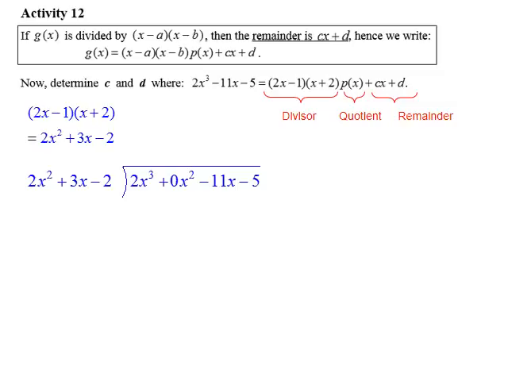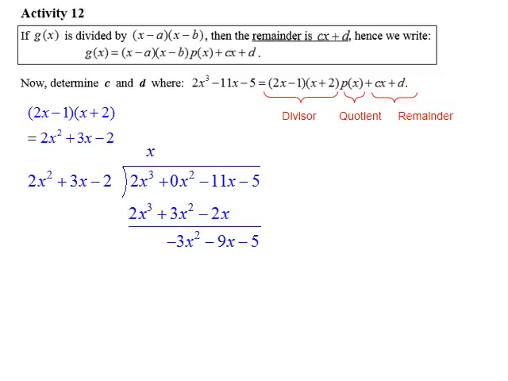So 2x squared goes into 2x cubed x times. If we multiply that out, it will give me 2x cubed plus 3x squared minus 2x. If we now subtract, we get minus 3x squared minus 9x minus 5. Since the degree of minus 3x squared minus 9x minus 5 is still equal to the degree of 2x squared plus 3x minus 2, we have to do the process again.